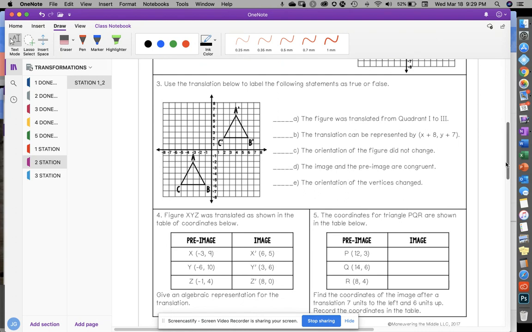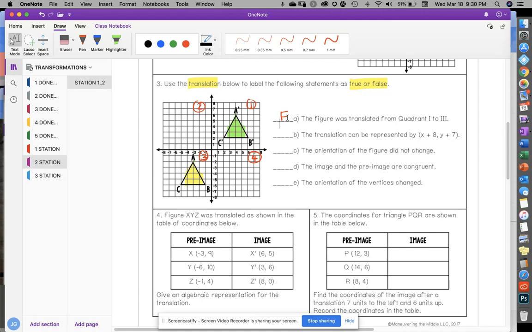Number 3, use the translation below to label the following statements as true or false. So we're going to answer these true or false about translations. Here we go. First, let me go ahead and highlight. This is our pre-image, and then this is our image. So this is our before, and that's our after. Okay. A, the figure was translated from quadrant 1 to quadrant 3. So remember, this is 1, 2, 3, 4. So did it go from a slide from 1 to 3? Was it translated that way? No, because this is your image. This is your pre-image. It actually went from 3 to 1. So this is going to be a false.